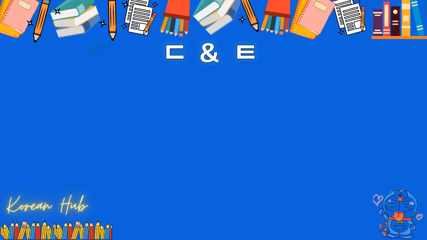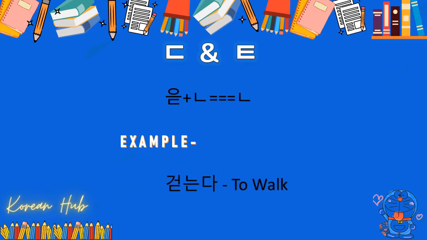The next consonants with which we will perform consonant assimilation are D-good consonant and T-good consonant. When D-good consonant from the last place of the first character combines with Niyun consonant from the first place of the next character, then the combination produces new sound. For example, 걷는다.